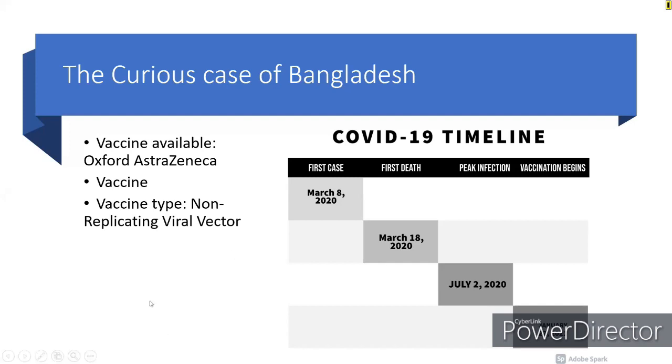Now let's talk about the Bangladesh perspective. So, time for some background. COVID-19 was first detected on March 8, 2020. The first death was reported 10 days later.